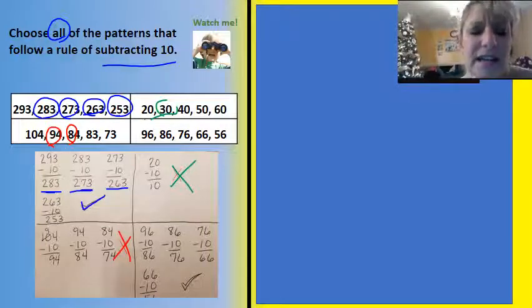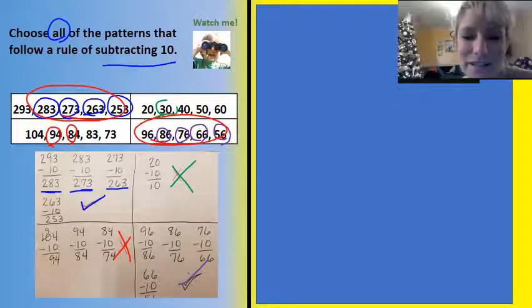On the last one, I had 96. I took away 10, and I got 86. Then I took away 10, and I got 76. Then I took away 10, and I got 66. Then I took away 10, and you can't see it there, but I also got 56. So this one followed the pattern. So out of all of these choices, this was a correct answer, and this was a correct answer.